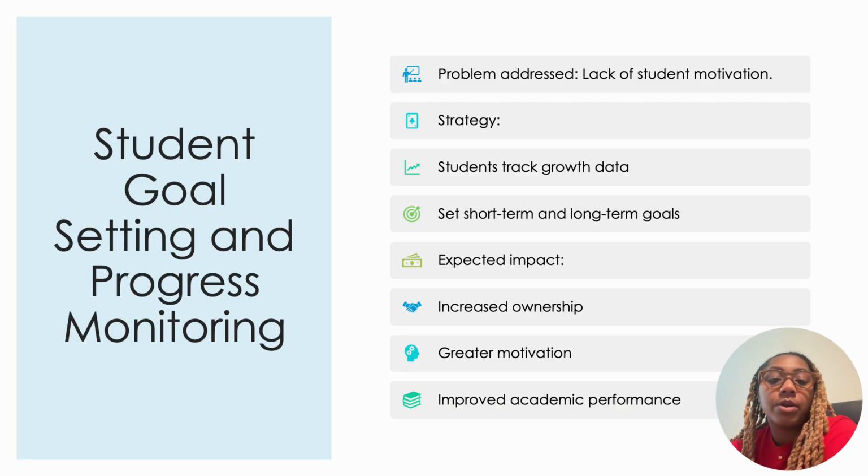So by setting academic goals and tracking their progress, students develop ownership and accountability. Teachers can support this process through regular conferences, reflection activities, and data tracking tools. So as students see evidence of growth, motivation and achievement often increase.